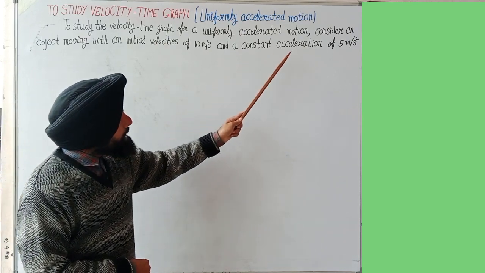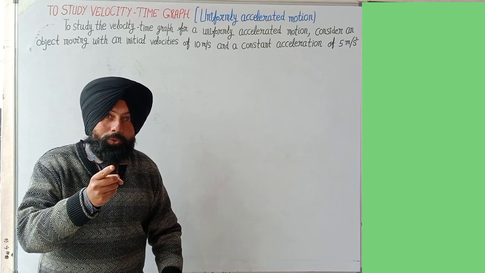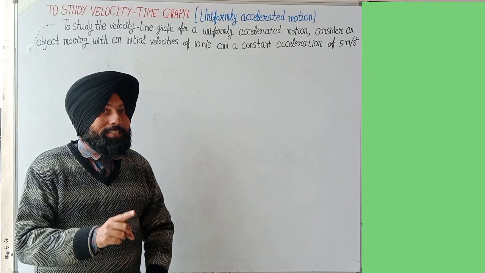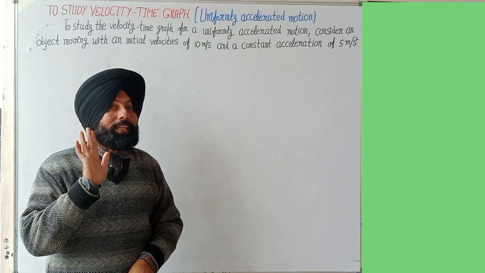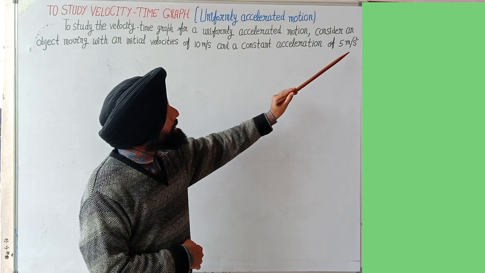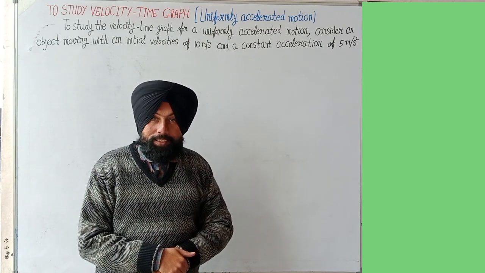And a constant acceleration, because the motion is uniformly accelerated, meaning the acceleration is constant. And it is given as 5 meter per second square.